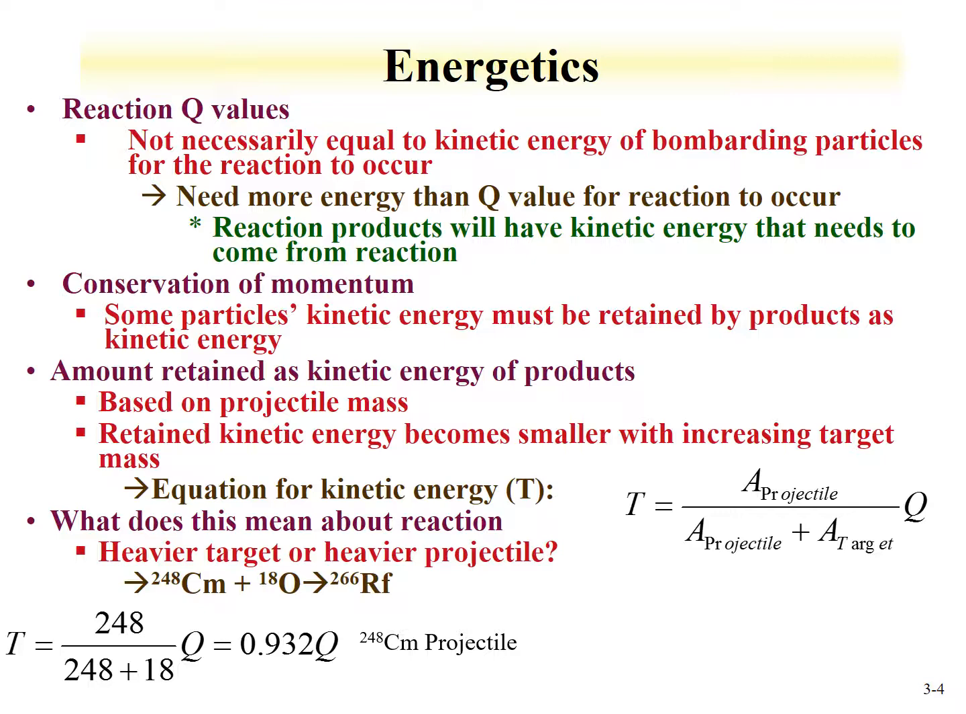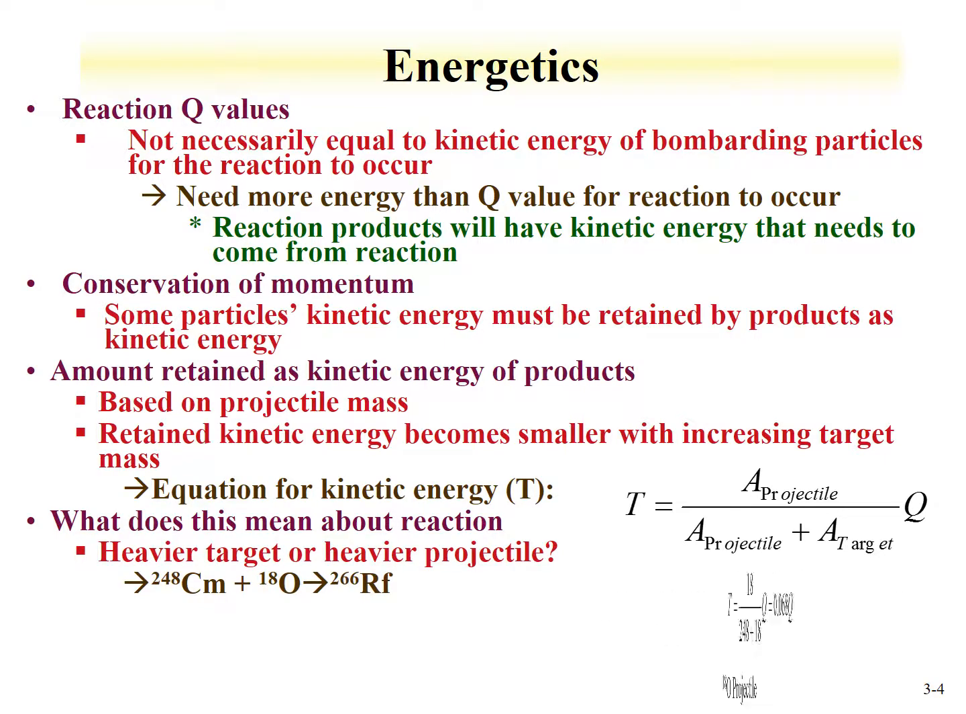So we see because it's equal to 248 divided by the sum of 248 plus 18. Now if we go the other route, which is actually done experimentally, where we accelerate oxygen into curium, we wind up with only the kinetic energy being a smaller fraction of the Q value. This is one reason why you often accelerate the light particle into the heavier target.